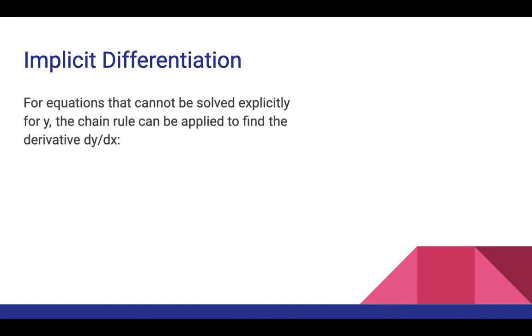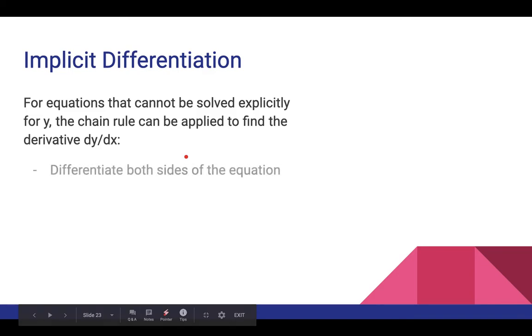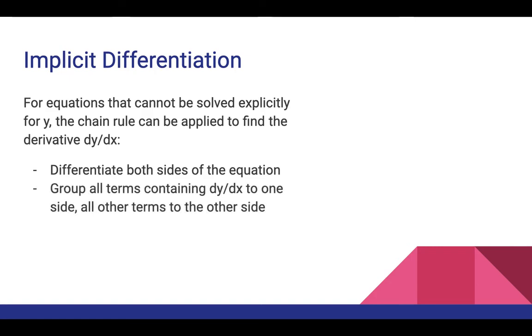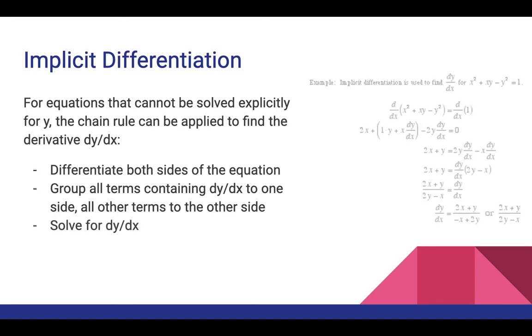Lastly, we get to implicit differentiation. For equations that cannot be solved explicitly for y, the chain rule can be applied to find the derivative dy over dx. We differentiate both sides of the equation. We group all terms containing dy over dx to one side, and all other terms to the other side, and then we solve subsequently for dy over dx.